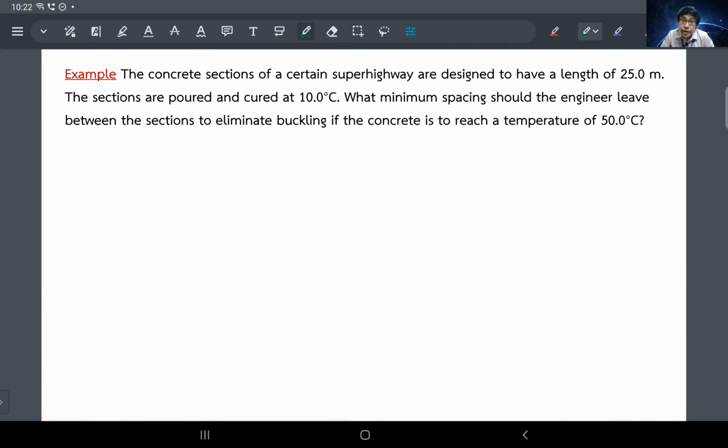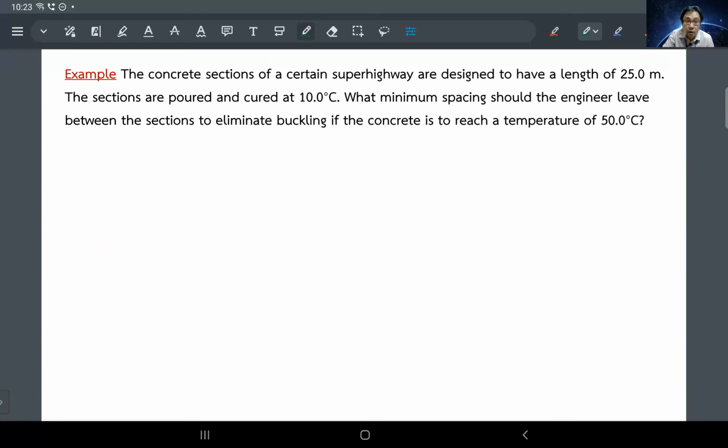All right, so in general, this is supposed to be like a quiz. And I'll give you like 5 minutes to do and submit your answer. But yeah, no. All right, just do this together. So concrete sections on a certain superhighway are designed to have a length of 25 meters. Now the sections are poured and cured at 10 degrees Celsius. What minimum spacing should the engineer leave between sections?